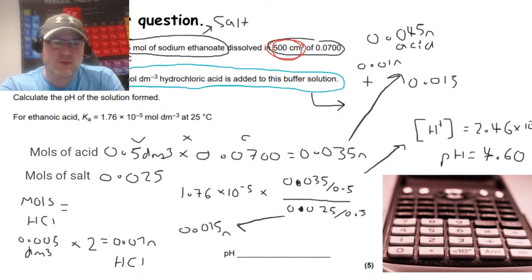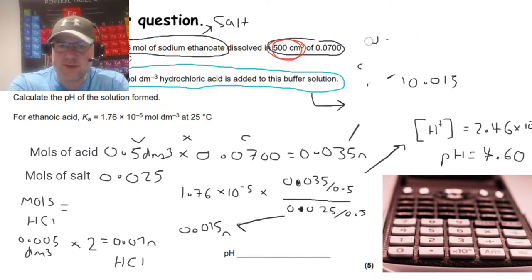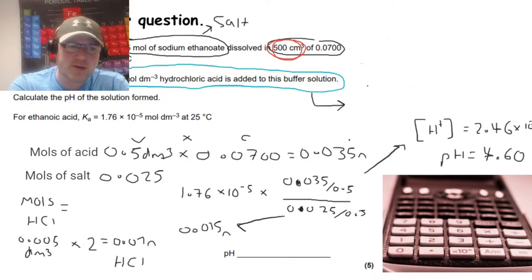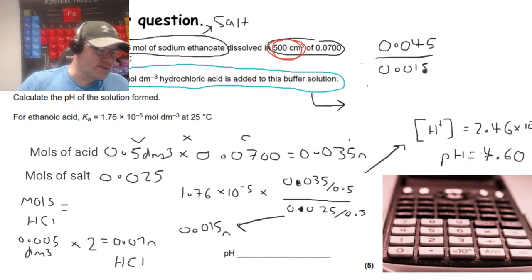So my new equation, getting rid of all of this over here, rather than the previous one, we're going to write it like this. We're going to say it's 0.045, these are the new concentrations, over 0.015. Hopefully you all understand that.